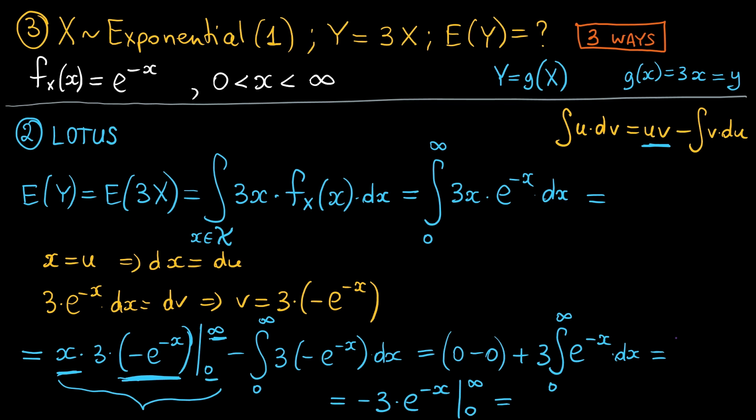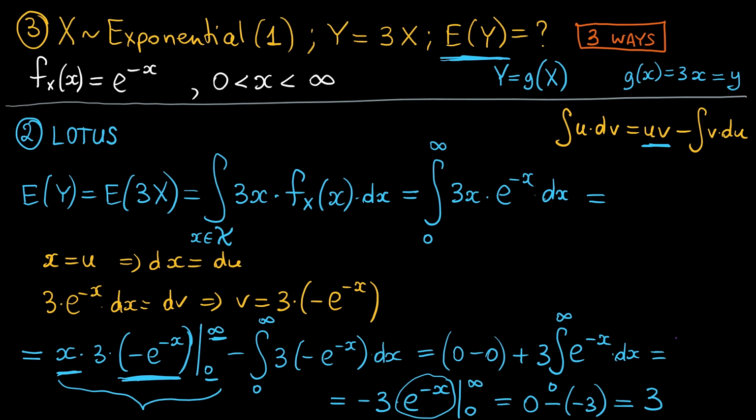and as x goes to infinity, this goes to 0, so we get a 0 minus, and as x takes on the value 0, e to the power of minus x will be 1, and we'll get a minus 3 in front, so we get 0 minus minus 3, and we get 3 once more. Same answer as we got with the previous method, and that's to be expected. But notice with LOTUS, we have a much more direct way of getting what we want.